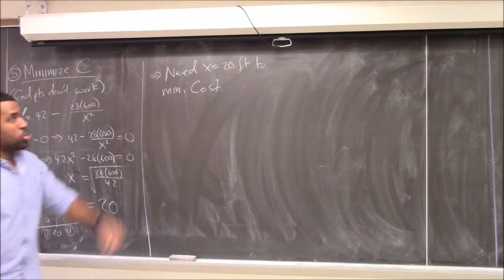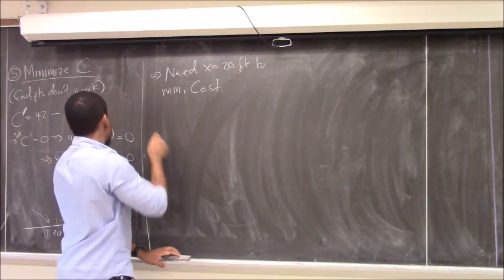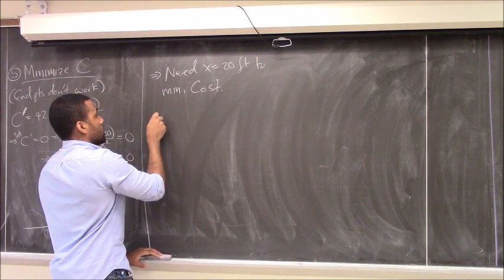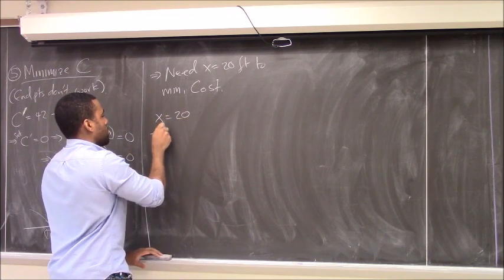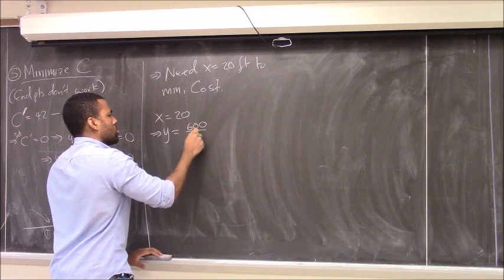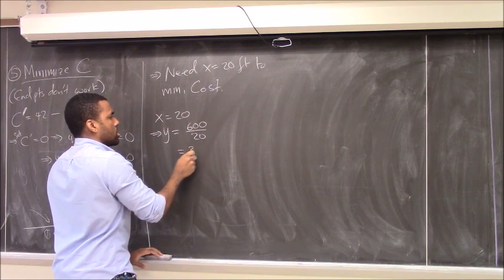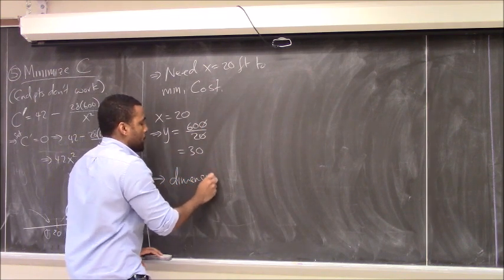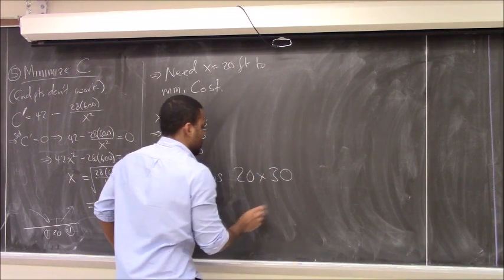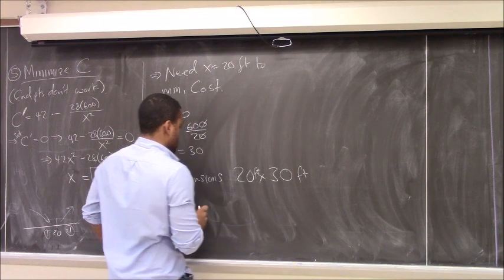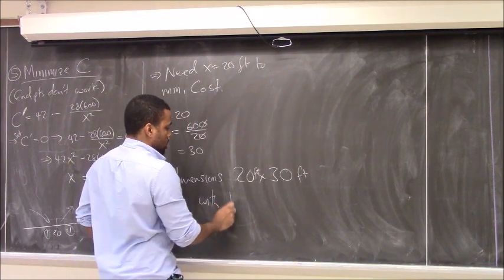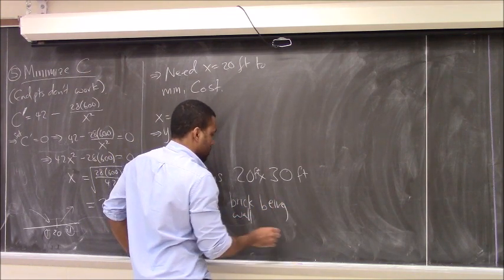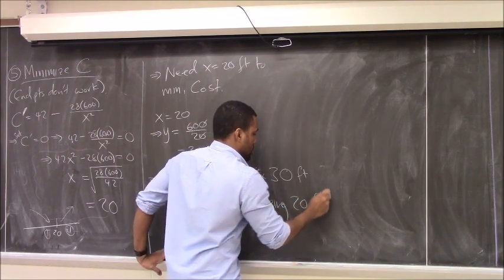So we needed x to be 20 feet to minimize cost. I don't remember the diagram, I called this x. So this is x equals 20, which means that our y would be 600 divided by 20. So that's 30. So this would mean the dimensions are 20 by 30, 20 feet by 30 feet, with the brick wall being 20 feet.